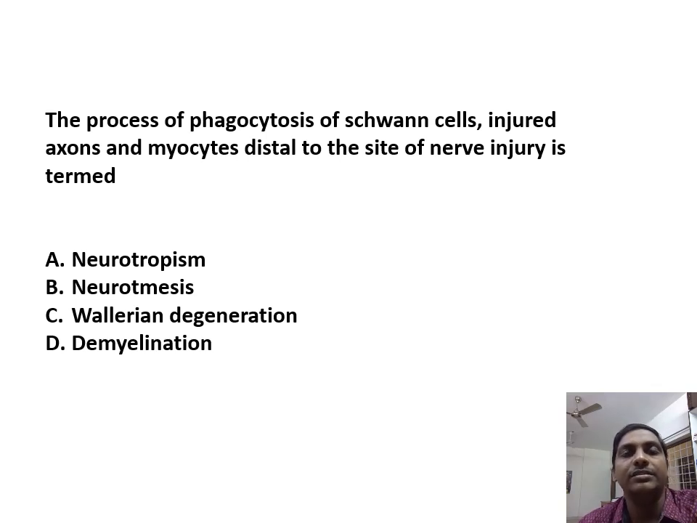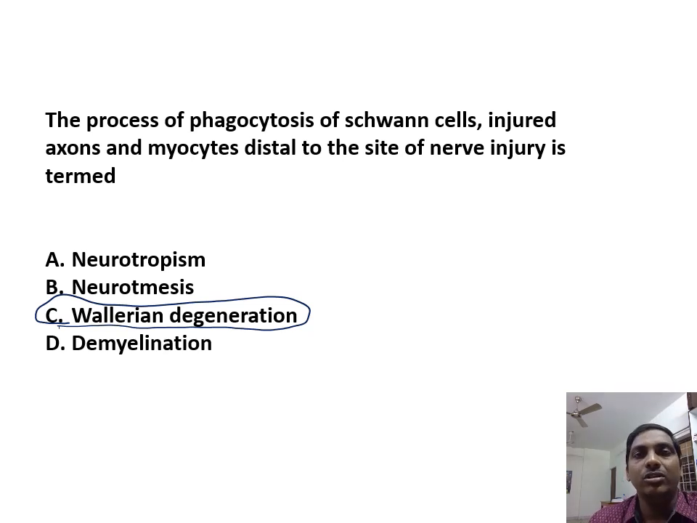So with this we shall discuss some MCQs. The first MCQ is the process of phagocytosis of Schwann cells and the injured axons and myelin distal to the site of nerve injury is termed Wallerian degeneration. Right? Neurotrophism is nothing but the process of regenerating axonal sprouts to be directed towards the target innervation, that is muscle. Neurotmesis is nothing but division. Demyelination means just disruption of the myelin.